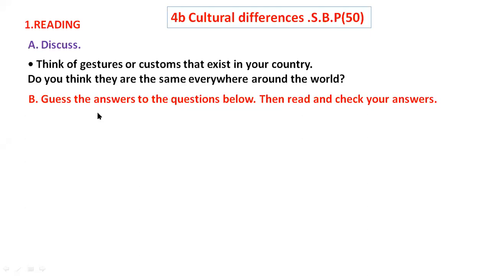Guess the answers to the questions below, then read and check your answers. So now we're going to see some questions, and you have to guess the answers for these questions. And after you read, check if your answers are correct or not. Number 1, how do Saudis perfume their houses and clothes?